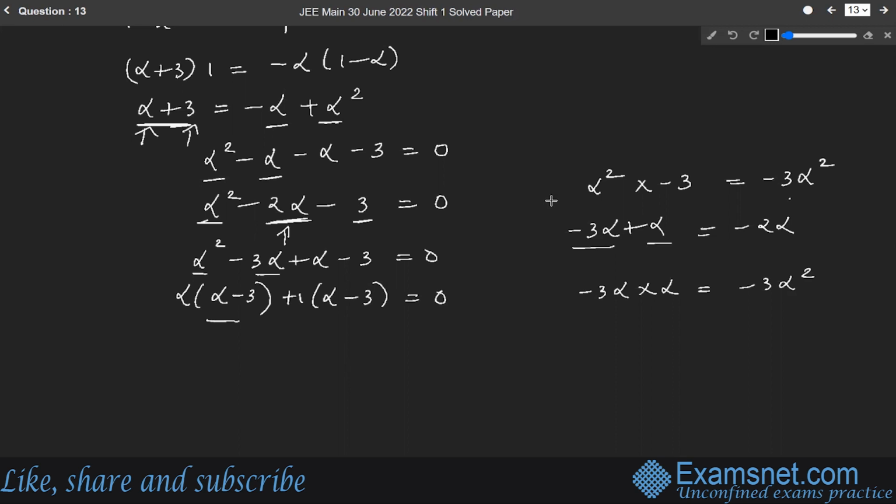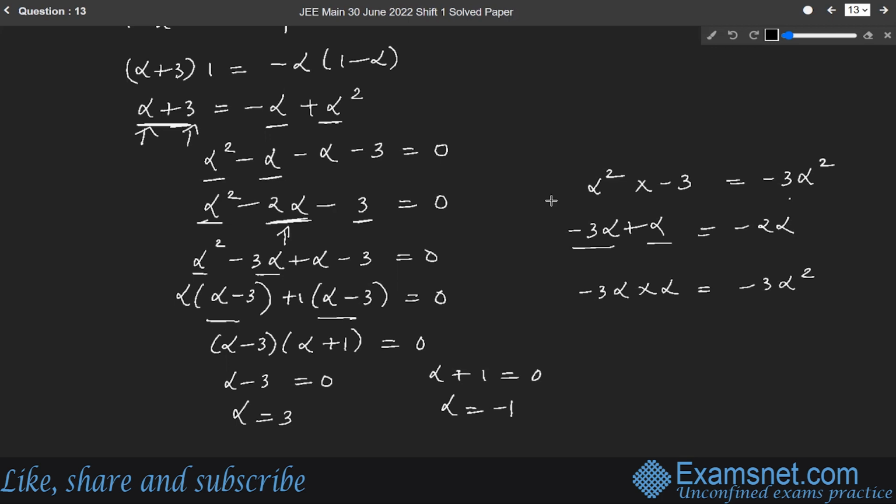So again alpha minus 3 is common. And what are the remaining terms? Alpha plus 1. So these are the two factors of the equation. Now alpha minus 3 is equal to 0 and alpha plus 1 is equal to 0, right? So when alpha minus 3 is equal to 0, alpha will be equal to plus 3. And when alpha plus 1 is equal to 0, alpha will be equal to minus 1. Okay, so we have two values of alpha.